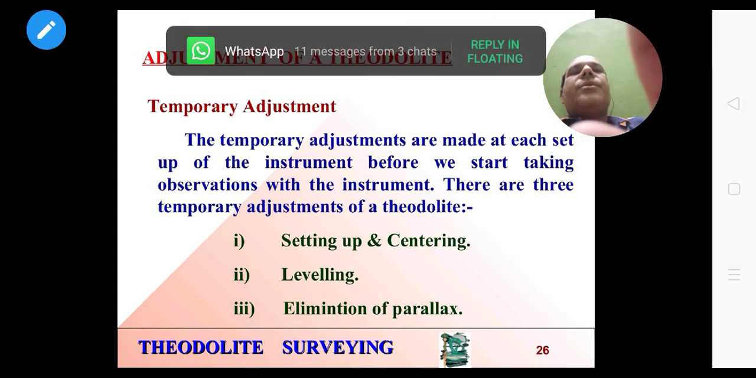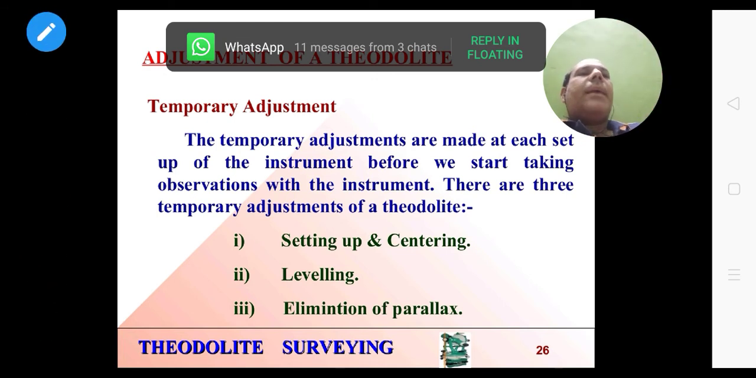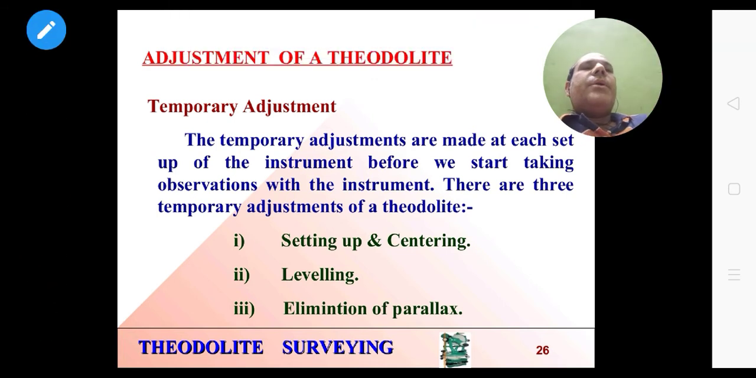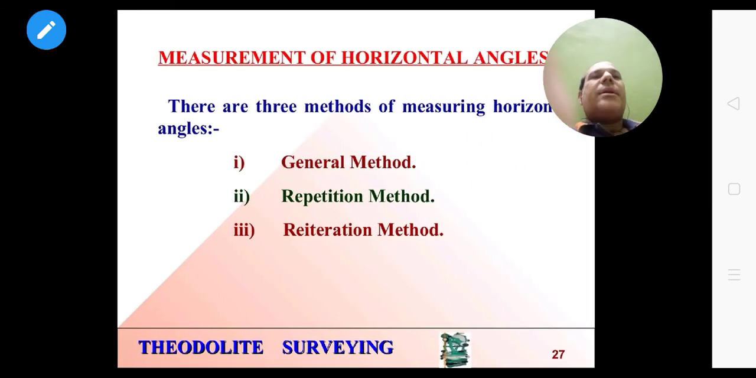Then elimination of parallax is there, to eliminate the parallax of the axis of the bubble tube and to eliminate the parallax of the eyepiece and object glass. Those are the five temporary adjustments of your theodolite.